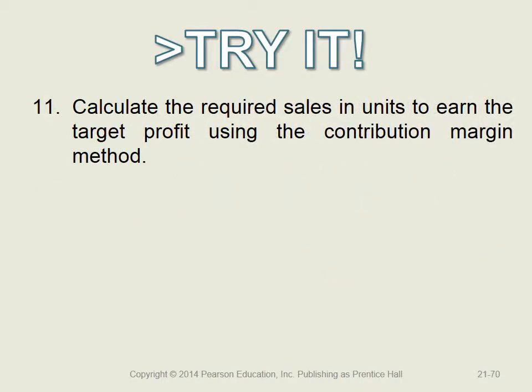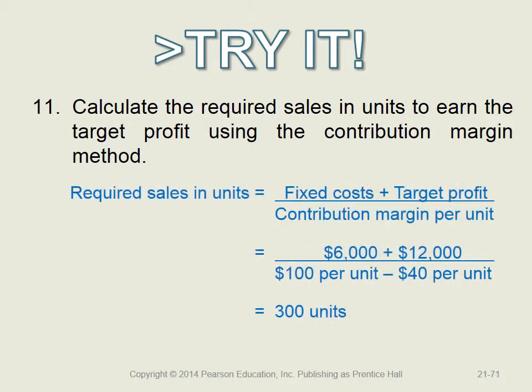For number 11, calculate the required sales in units to earn the target profit using the contribution margin method. For that one, again, we use the equation required sales in units equals fixed costs plus target profit divided by contribution margin per unit. So we have required sales equals 6,000 plus 12,000, all of that divided by 100 minus 40, or 60. So we have 18,000 divided by 60, 300 units again.